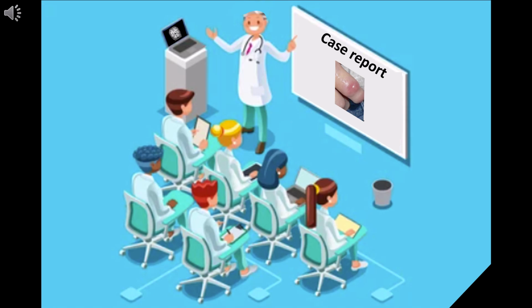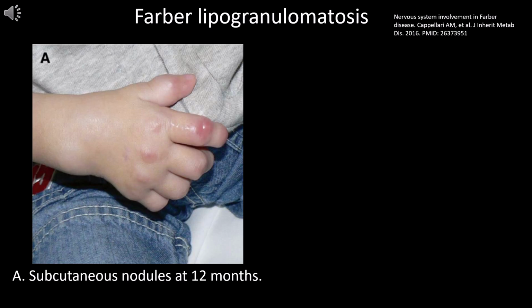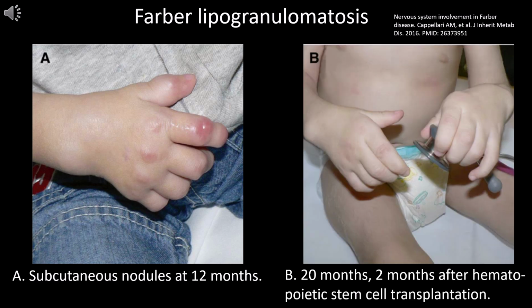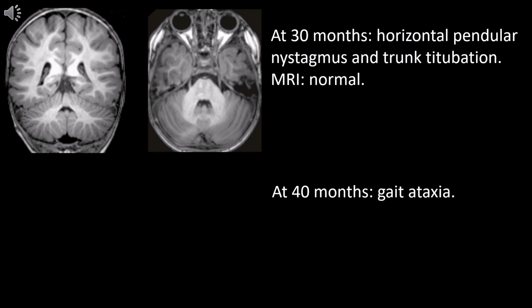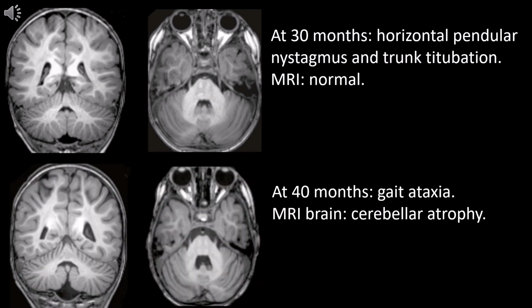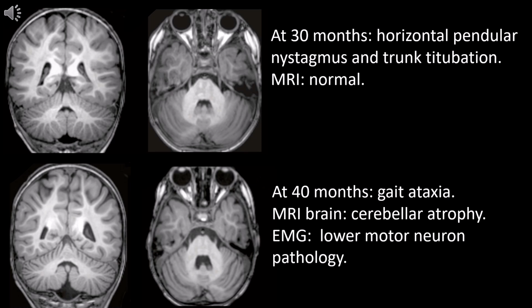I will now present an illustrative case. This photo was taken at 12 months of age. In it, you can see the swollen joints and subcutaneous nodules. At 20 months, 2 months after hematopoietic stem cell transplantation, you can see that the nodules are gone. At 30 months of age, horizontal pendular nystagmus and truncal titubation appeared. MRI of the brain was normal. At 40 months of age, ataxia was noted. MRI showed cerebellar atrophy, and an EMG done at about the same time was consistent with lower motor neuron pathology.